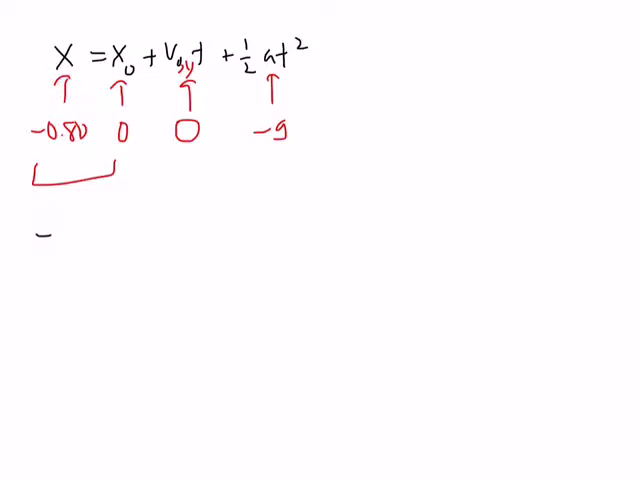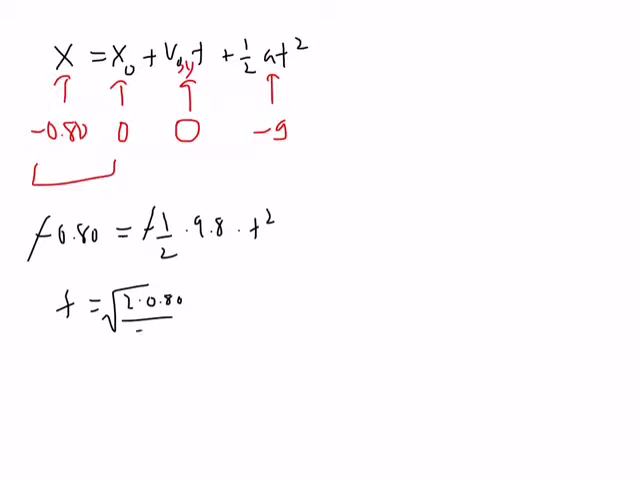Negative 0.80 equals negative 1/2 times 9.8 times t squared. The negatives will go away, and we'll get t is the square root of 2 times 0.80 divided by 9.8. With 2 sig figs, we get an answer of 0.40 seconds. So this tells us the block is in the air for 4/10 of a second.